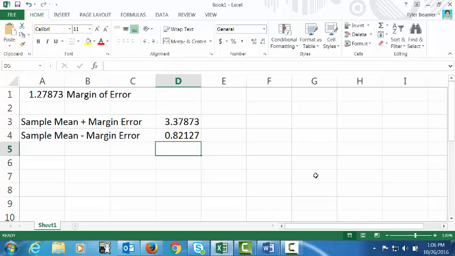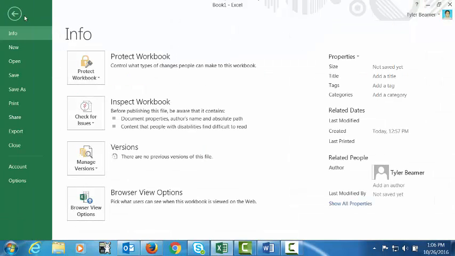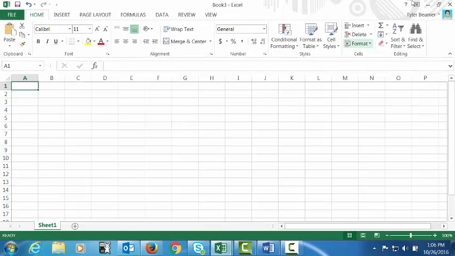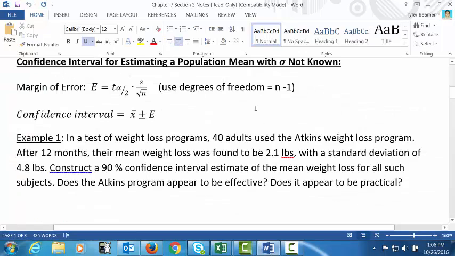Okay. So that's how we can use Excel to calculate confidence intervals if we are looking at a t distribution, so when we do not know sigma. Alright. If we do know sigma, which is rare, but that can happen, then we would use a different function for Excel. So let me show you that.